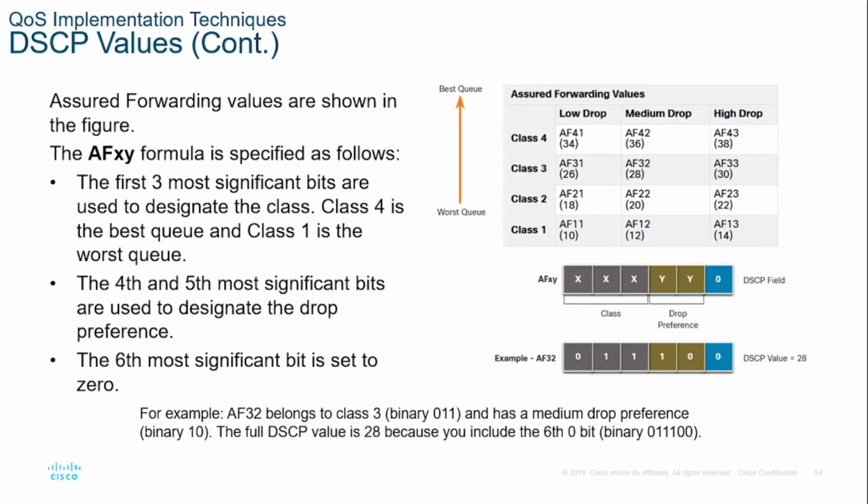The first three most significant bits are used to designate the class. Class 4 is the best queue and class 1 is the worst queue. The fourth and fifth most significant bits are used to designate the drop preference. The sixth most significant bit is set to 0.